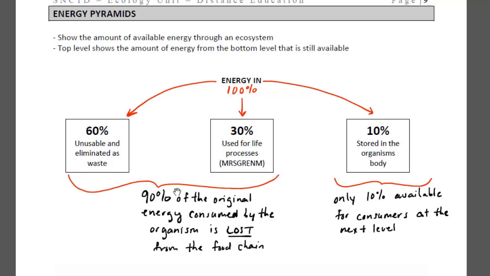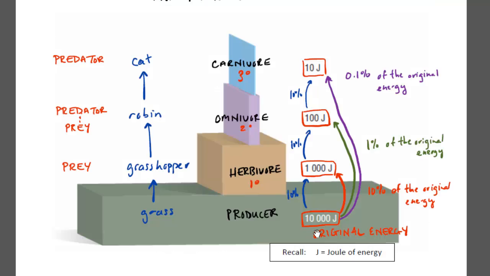That means that 90% of the original energy consumed by the organism is lost or removed from the food chain because, again, it's either waste or it's used. That cannot be passed to the next level of consumers. That means there's only 10% available to pass on. So here's an example showing you 10% of each of these different levels.